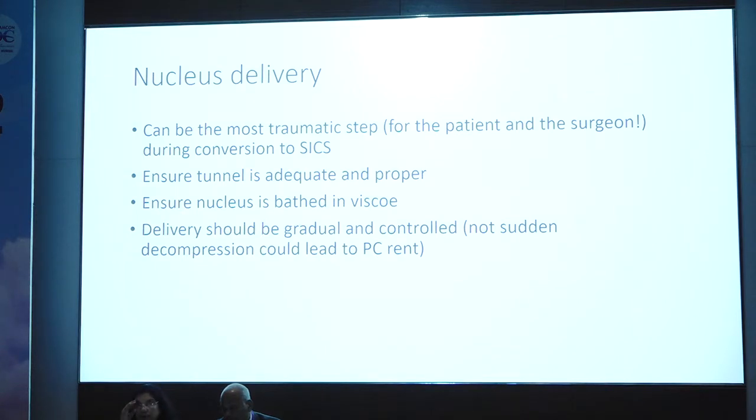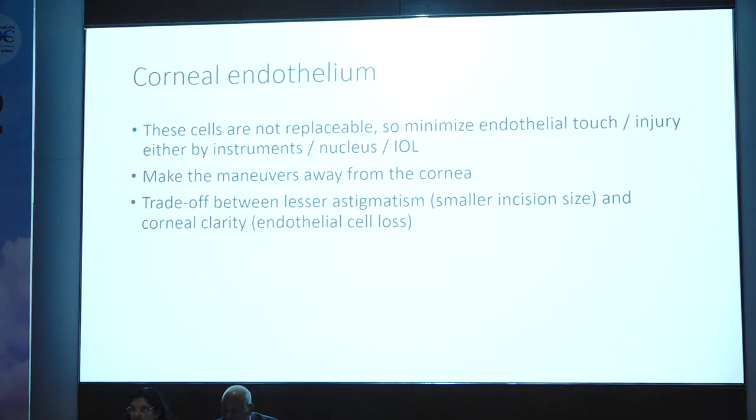And we have done randomized control trials trying to compare HPMC, that's hydroxypropyl methyl cellulose, which costs 50 or 60 rupees, with sodium hyaluronate, which costs 400, 800 rupees. And well, there is hardly any difference. But whatever visco we have, we should use it in plenty. This is not the time to be miserly. And the delivery should be gradual and controlled and not sudden decompression, as it can lead to a PC rent.